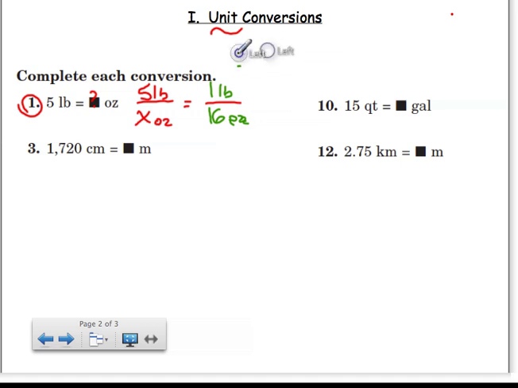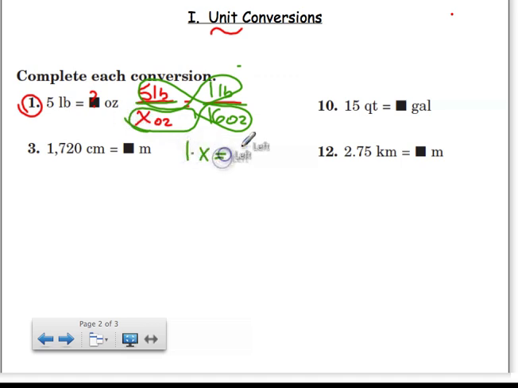Let me clean that up. And so now I have a proportion that says 5 pounds over X ounces equals 1 pound over 16 ounces. And so that's my proportion. Now I need to solve it. I'm going to cross multiply 5 times 16, 1 times X. So 1 times X is equal to 5 times 16.